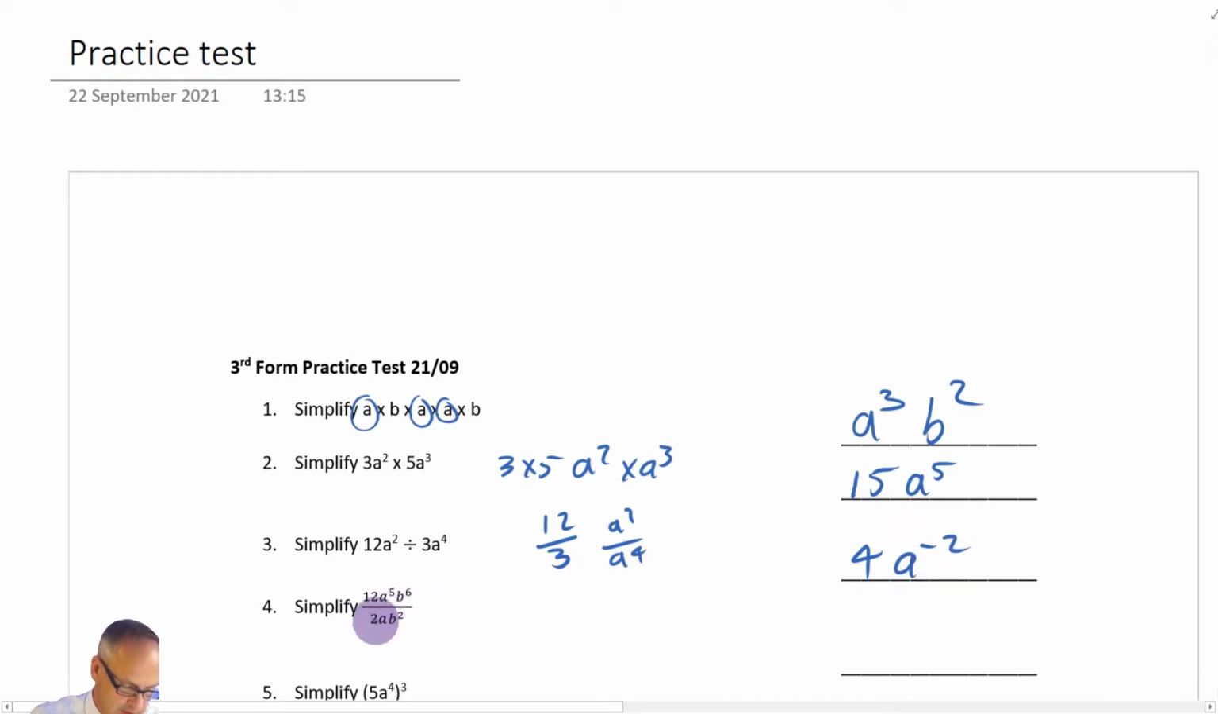Moving on. So 2 into 12 will leave us 6. Put that down. And a to the 5 divided by a gives us a to the 4. Take away the indices because a is just a to the 1. b to the 6 divided by b to the 2 is 6 minus 2. So we get b to the 4.